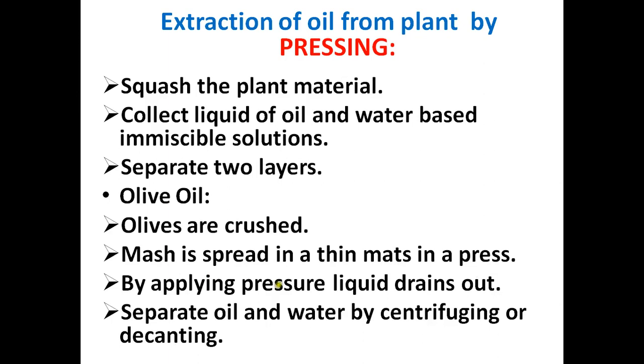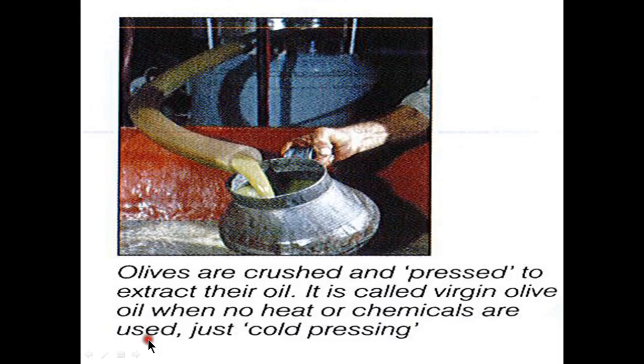After crushing, the mash is spread in thin mats in a press, and by applying pressure, liquid drains out. That liquid which drains out is a mixture of oil and water, and it is separated by the process called centrifugation or decanting.